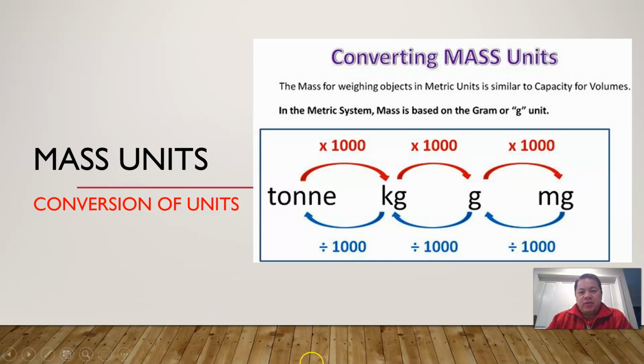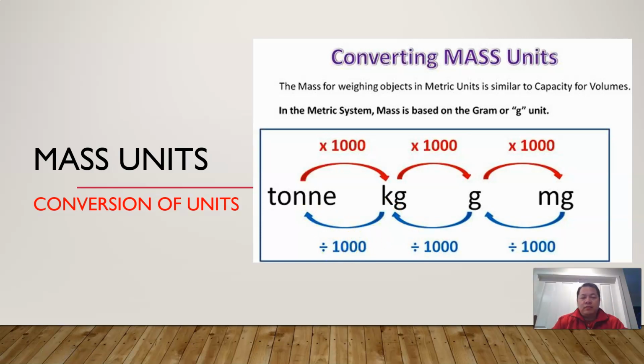So as you can see, when you want to convert from ton to kg, you have to times 1000, kg to grams, you times 1000, grams to milligrams, you have to times 1000. If you are doing the opposite, milligrams to grams, you have to divide by 1000, grams to kg, you have to divide by 1000, kg to tons, you have to divide by 1000.